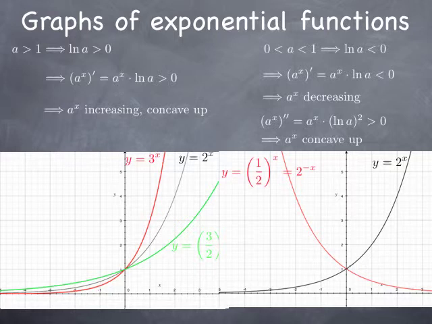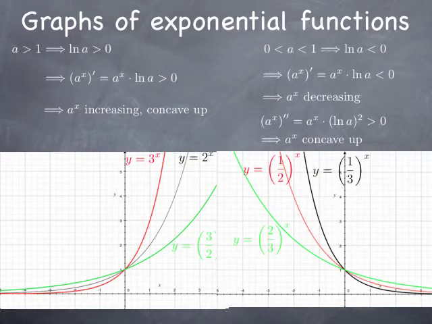So, in other words, in general, if a is between 0 and 1, then 1 over a is greater than 1, so 1 over a corresponds to one of the graph we discussed in the first case, and then we just take the reflection about the y-axis of that 1 over a to the x. So in particular, we get this kind of picture in terms of the effect of changing values of the base.